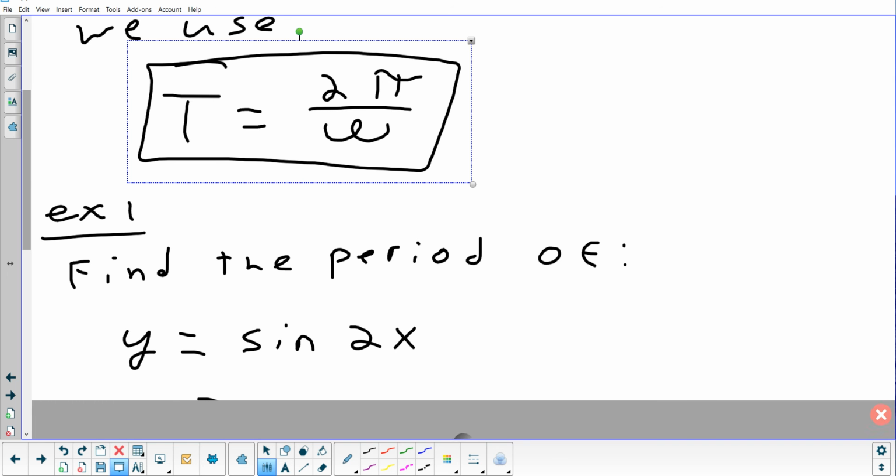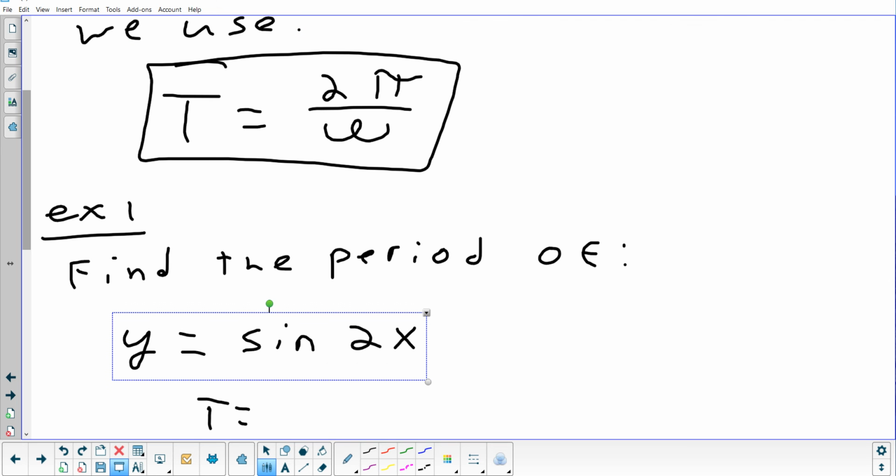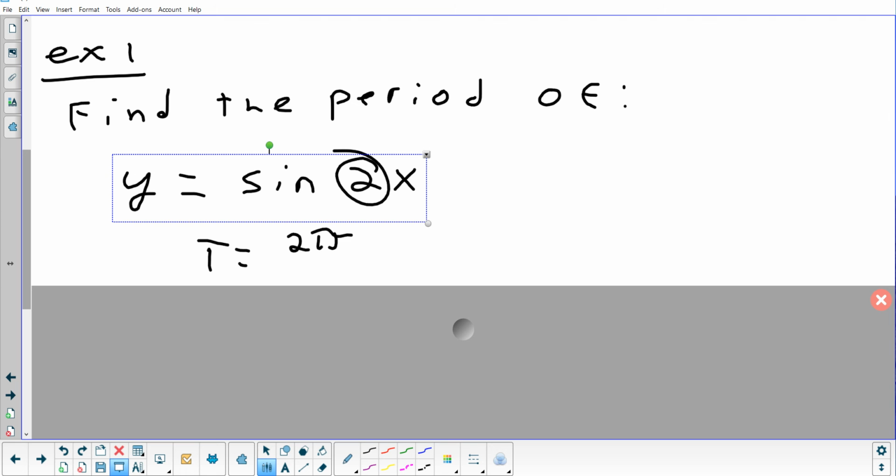Let's find the period of sine 2x. So what's in place of omega in this problem? 2. So you're going to take 2 and you're going to fill it in. This is the number you're looking at, 2. So the new period is 2 pi over 2. The top always stays the same. That never changes. It's always 2 pi. It's the bottom that changes. And in this case, it's a 2. And when we reduce that, what do you get?